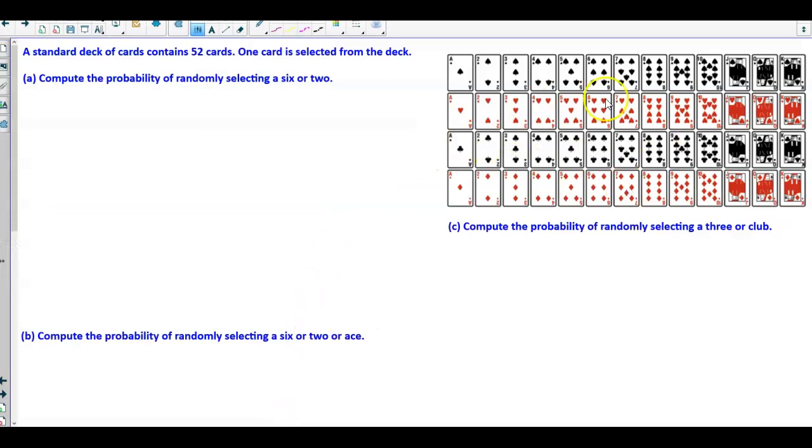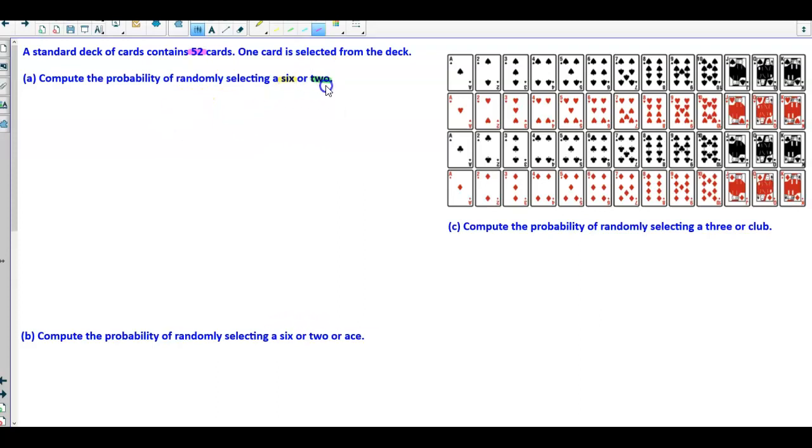Okay, so here we have our deck of cards. And so for Part A, it says a standard deck of cards contains 52 cards. And so what we want to do is compute the probability of randomly selecting a 6 or a 2. So we want to select a 6 or a 2. Okay, and we know that we have a total of 52 cards.